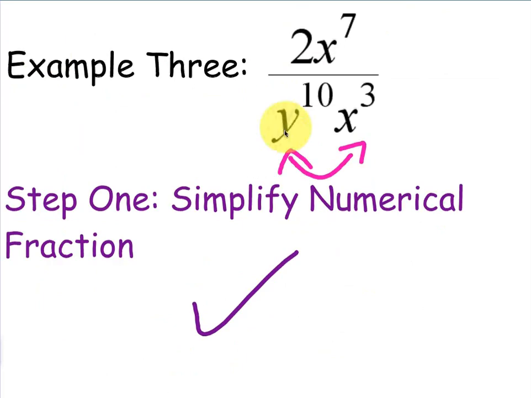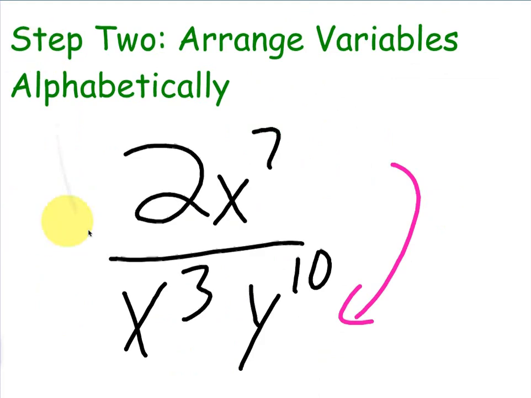We have 2x to the 7th over y to the 10th x cubed. Now the thing is, there's no number on the bottom, so step 1 is already complete. If there's just a number on the top or just a number on the bottom, you just leave it that way. There's really no work to do. Next step is to arrange them, and you can see we're going to put the x first and then the y. That way the x's will line up. So we have 2x to the 7th on top, and then x cubed y to the 10th on the bottom.